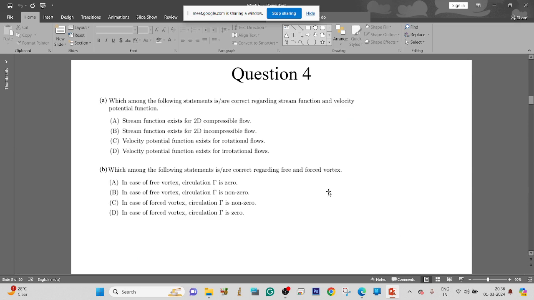Okay. So this is question number 4. Which among the following statements are correct regarding stream function and velocity potential function? A and D, ma'am. Sorry, B and D. Yeah, correct. And the second one: which among the following is correct regarding the free and forced vortex? Which one is free and which one is forced? Where is circulation present? A and C, ma'am. Circulation is present in forced vortex. Yeah, correct.